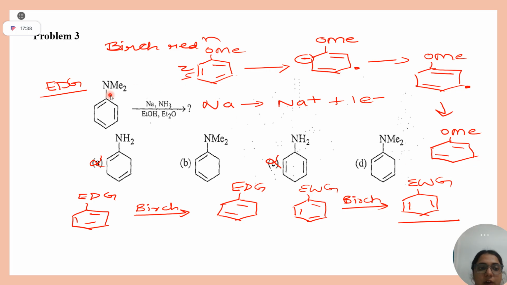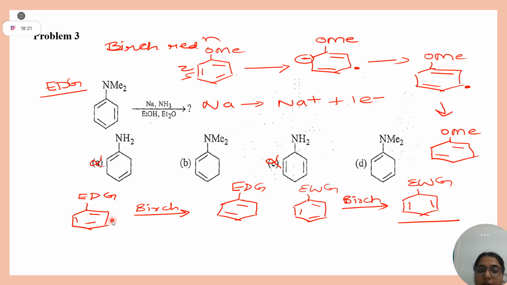Similarly, I asked what the product will be if an NMe2 group is there. I said that options A and C can be directly eliminated, as the NMe2 group changing to NH2 is not possible under Birch reduction conditions. Yes or no? Am I clear to you? You can ask me again, I can explain again. And among B and D, we know that the double bonds in the Birch reduction product don't have conjugation. They are isolated. So option B is already eliminated, and the only correct answer is option D.